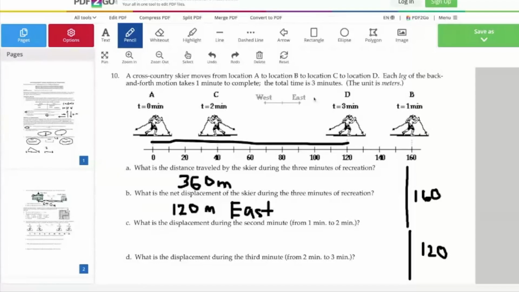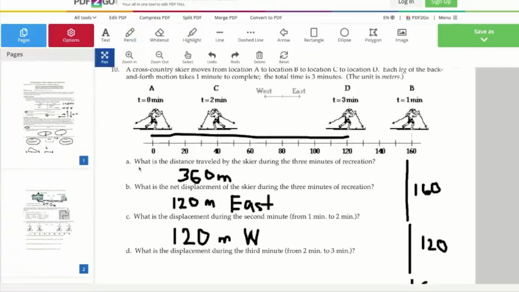Because remember, his average velocity would just be this divided by 3 minutes, or however many seconds. So the displacement during the second minute, from 1 to 2 minutes, is going from the position of 160 to the position of 40. So that's a difference of 120 meters there. So our displacement from the first minute to the second minute is 120 meters. And now what direction did he change from 1 to 2? He went in the west direction. So we need to have a direction on that displacement.